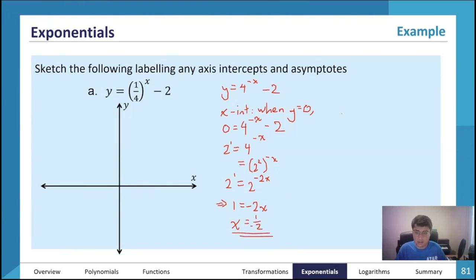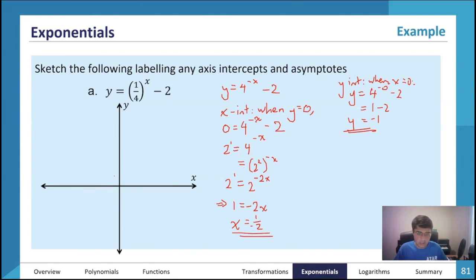So that's the x-intercept. For the y-intercept, we set x equal to 0. This is pretty basic. y is equal to 4 to the negative 0, minus 2. 4 to the negative 0 is just 4 to the 0, and anything to the 0 is 1. So we have 1 minus 2, which is negative 1.